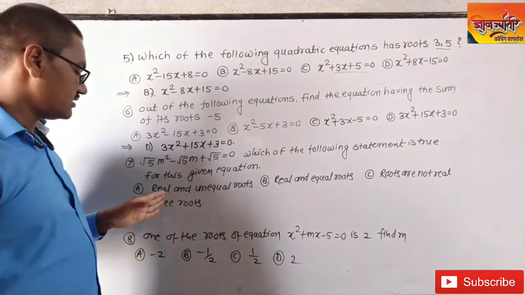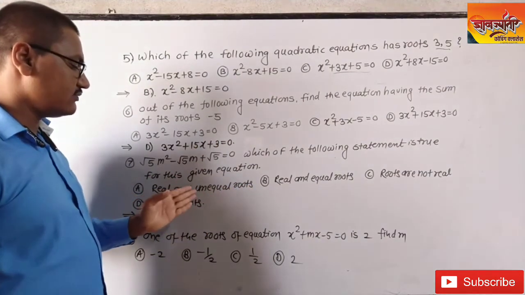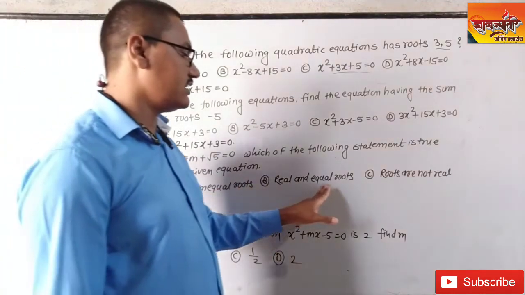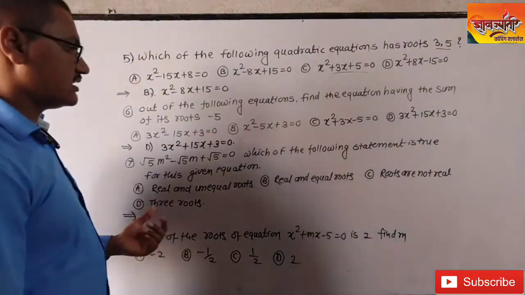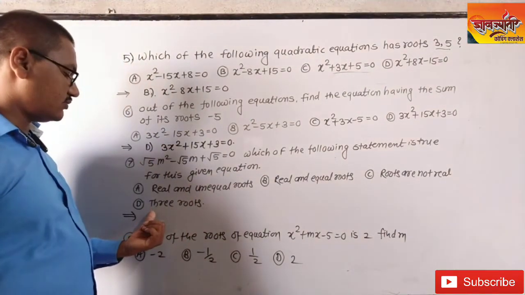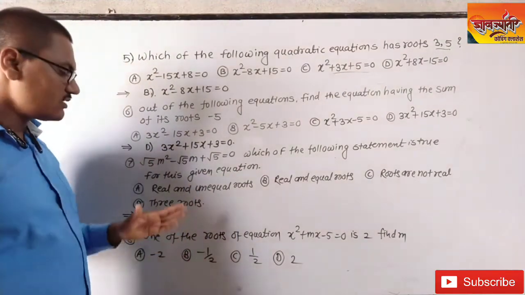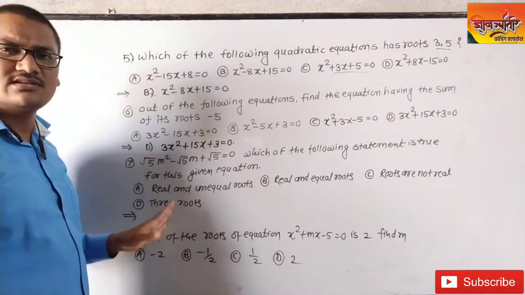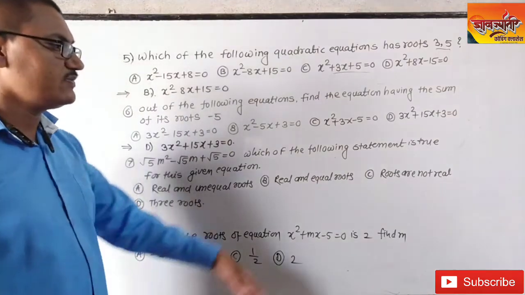The options are: first, real and unequal roots; second, real and equal roots; third, roots are not real; and fourth, 3 roots. A quadratic equation cannot have 3 roots, so that option is cancelled.